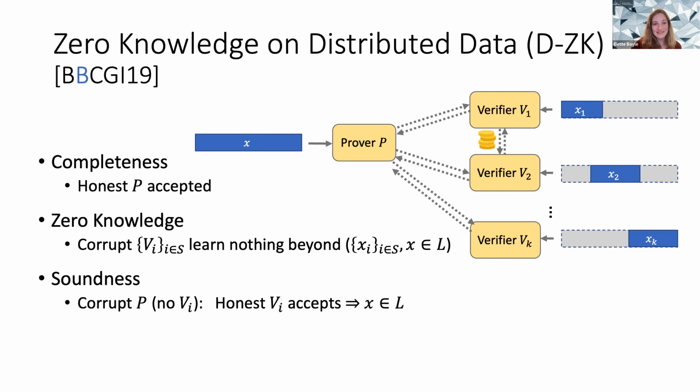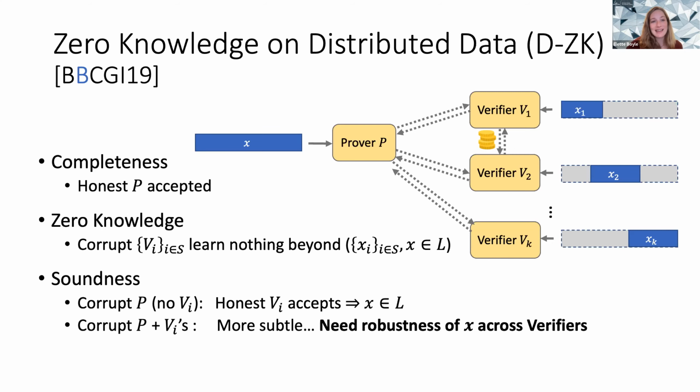And soundness. Suppose that you have a corrupt prover, but that the verifiers are honest, okay, then soundness is somewhat straightforward. It says that if an honest verifier accepts, then it must be that X is in the language. And things get a little bit more tricky though, when you have a potential case where a prover and verifiers could be colluding together. Okay, so it's a little bit more subtle.